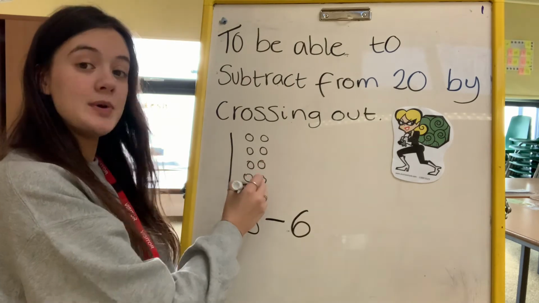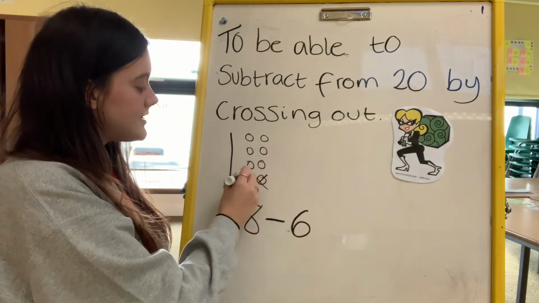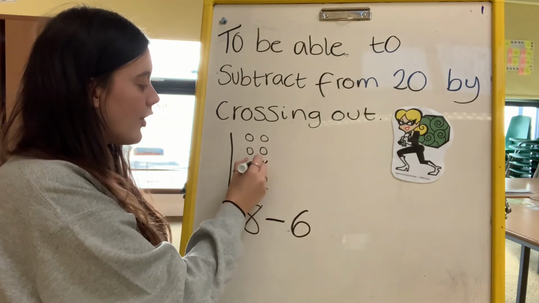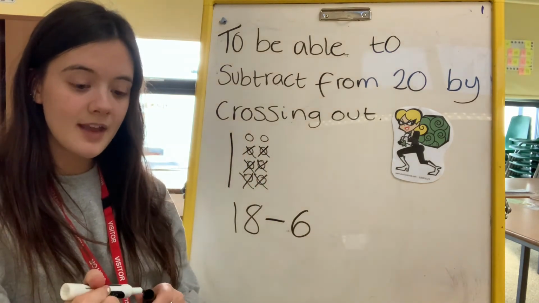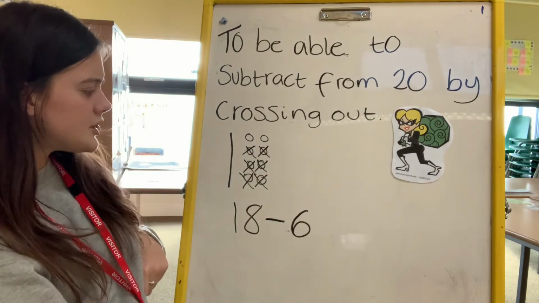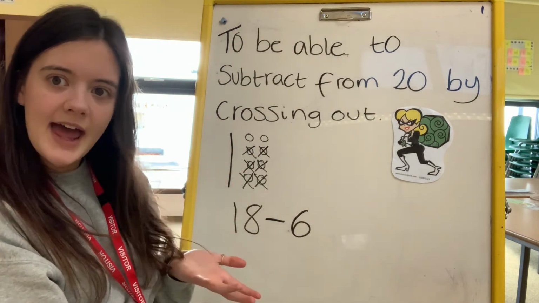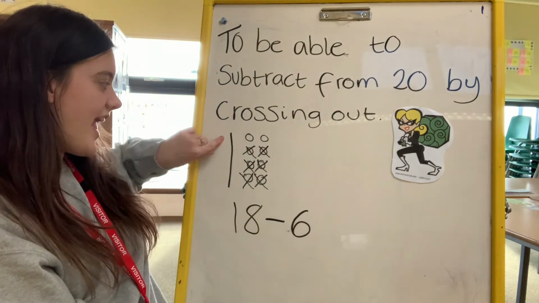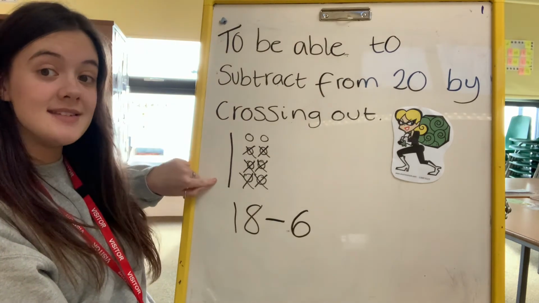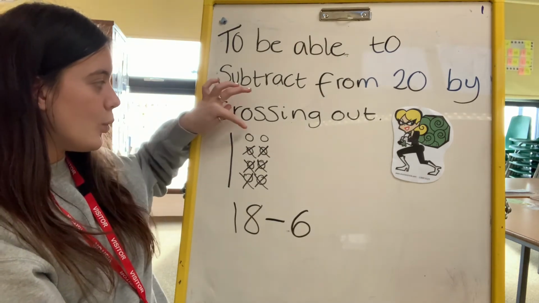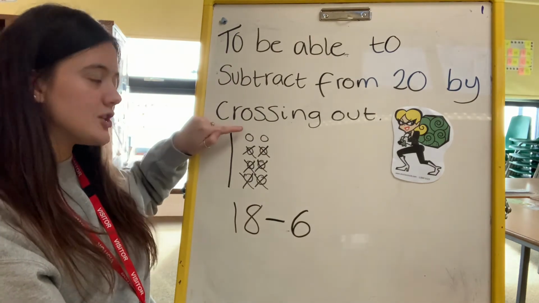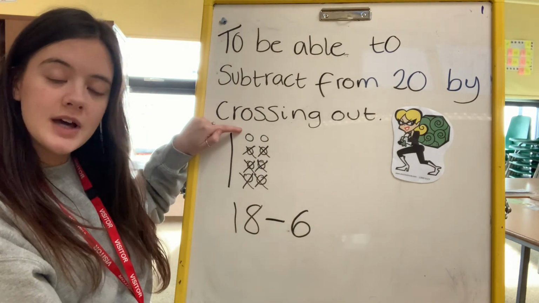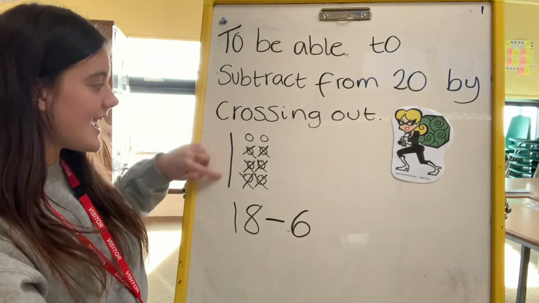So let's do it together. 1, 2, 3, 4, 5, 6. Have you done that on your piece of paper? Amazing. So how many do we have left? We know that this represents 10. And we have 1, 2 ones left. So what's 10 add 2 ones? You tell your adult or tell Miss Beth, what's 10 add 2 ones?